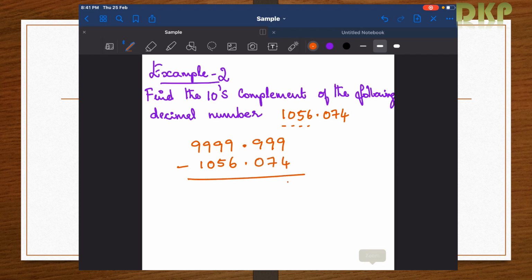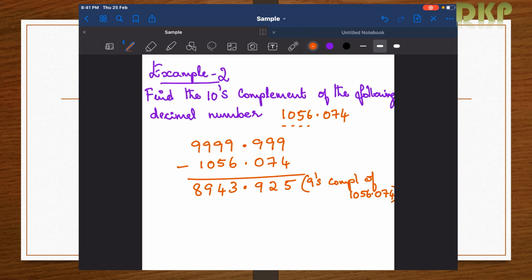9 minus 4 is 5, 9 minus 7 is 2, 9 minus 0 is 9, decimal point, 9 minus 6, 3, 9 minus 5, 4, 9 minus 0, 9, 9 minus 1, 8. So this is your nines complement of 1056.074.